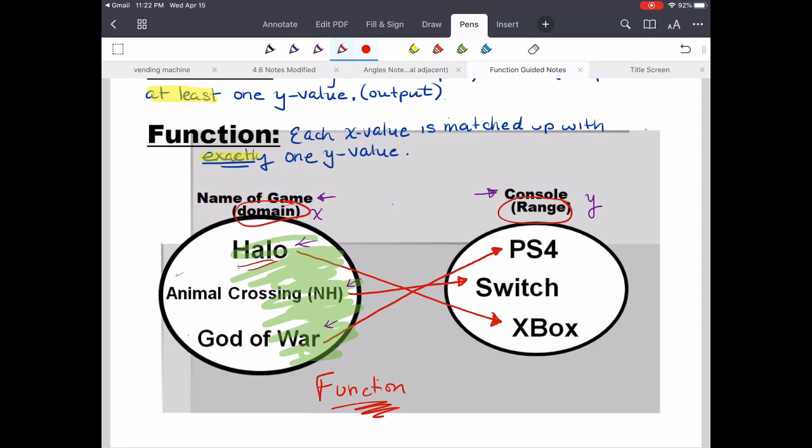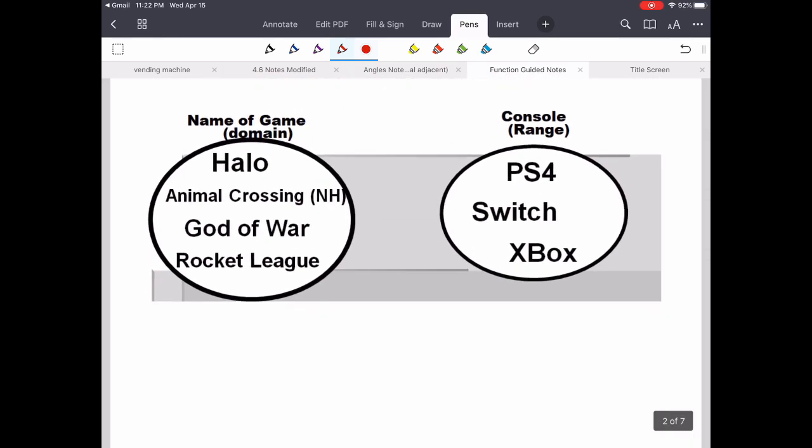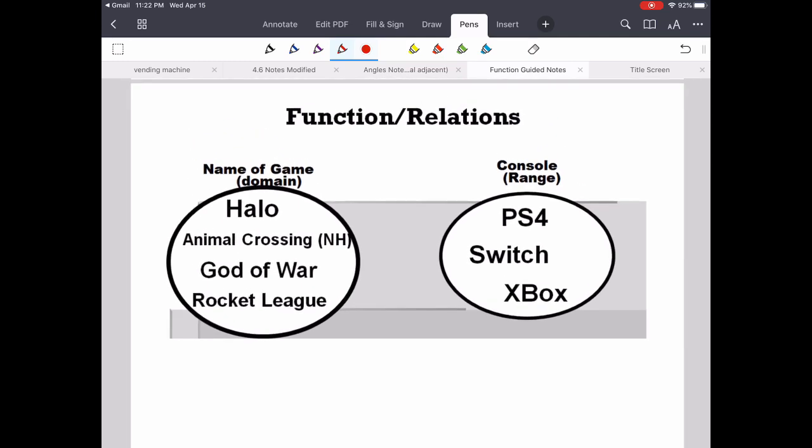But that would make it not a function. I mean, it still is a relation. It's a relation and it's also a function, but more importantly, it's a function. In the next example here, I just wanted to throw an example where maybe it's a little bit different.